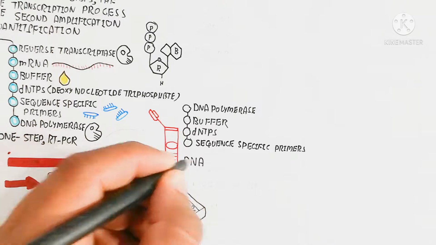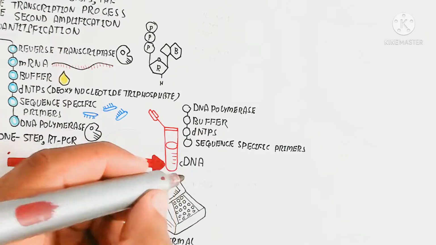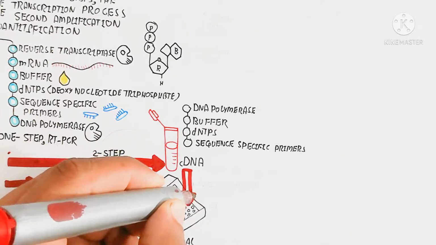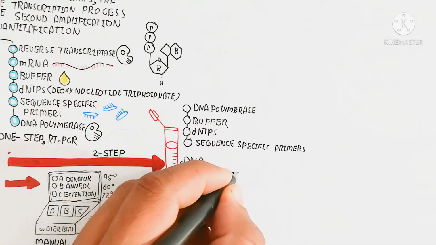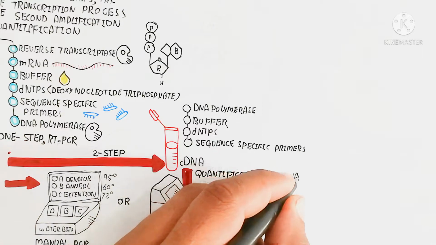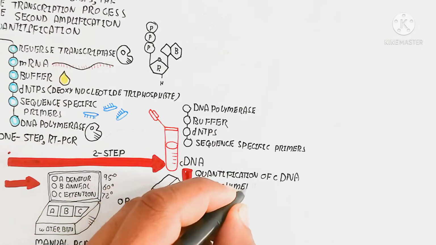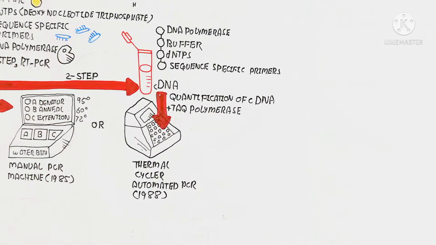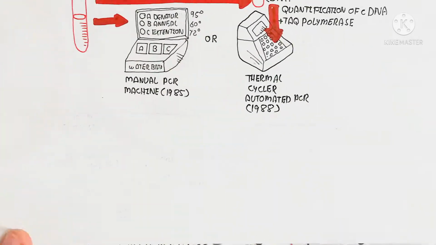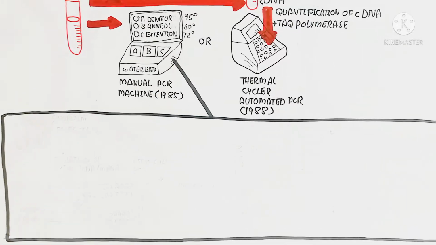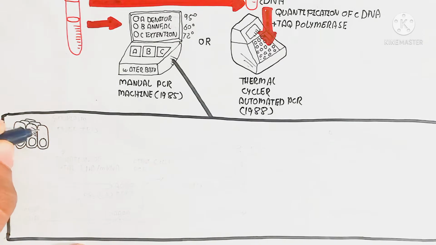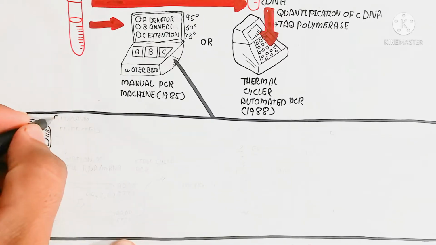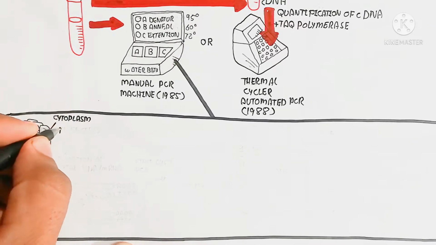In this case, step 1 is not used, but a sequence-specific primer is also used. Here we are not adding the messenger RNA, but we add DNA polymerase and buffer, and again we can produce complementary DNA. So this is the thermal cycle, the quantification of complementary DNA, and we can add the Taq polymerase. In this way the quantification of complementary DNA and Taq polymerase is used.